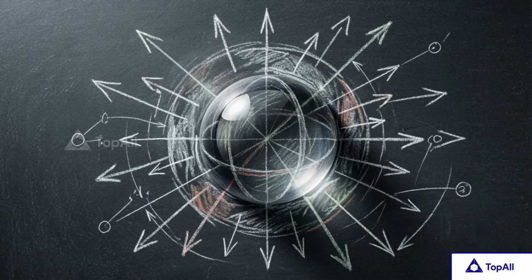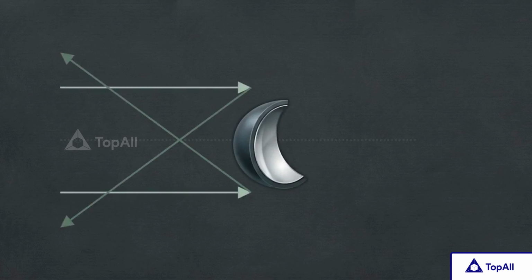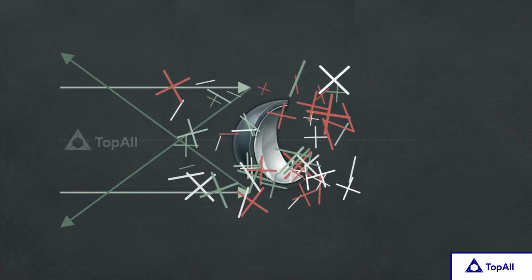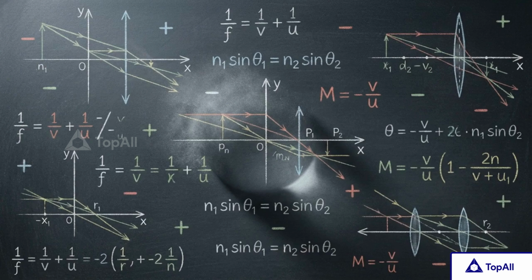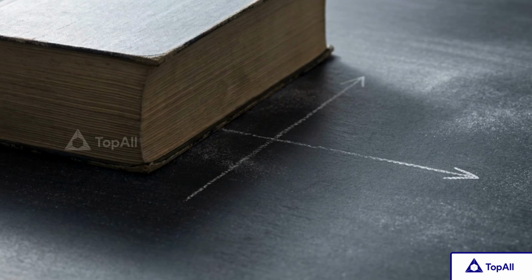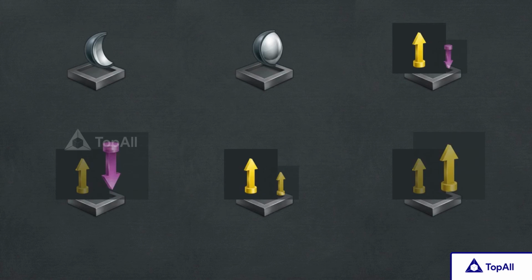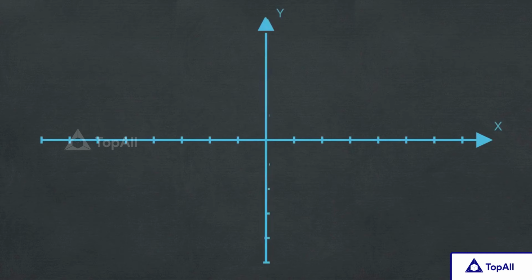ray diagrams. The breakdown almost always happens when you try to assign positive and negative signs to those lines. Without a standardized system to track these positive and negative values, you are forced to memorize dozens of highly specific equations for every possible combination of concave, convex, real, and virtual setups. Instead of relying on rote memorization, we can replace all those distinct rules with a single geometric framework.